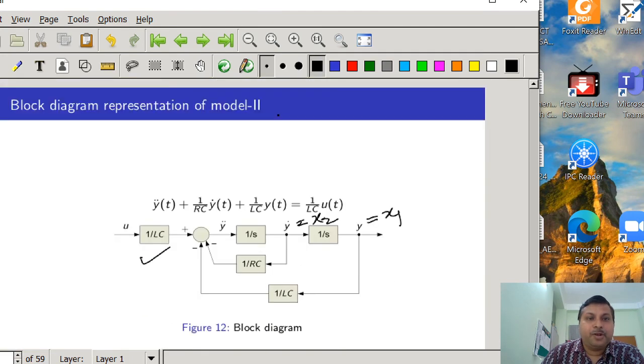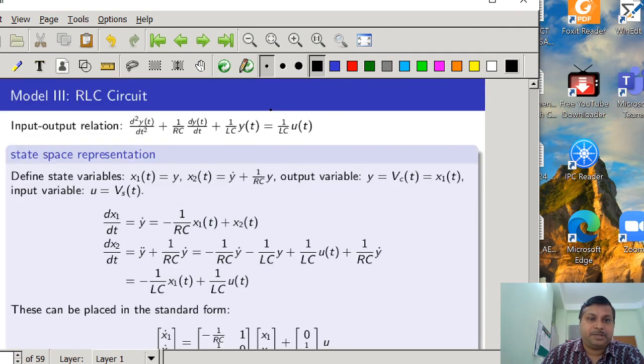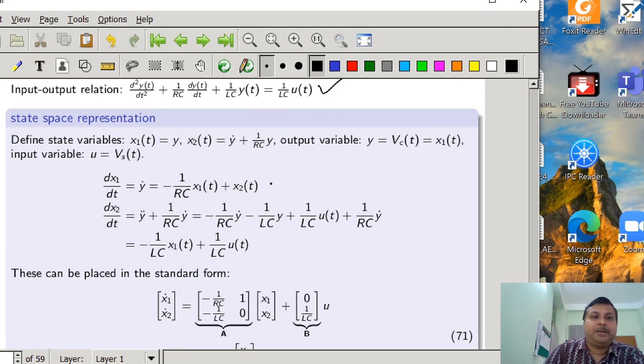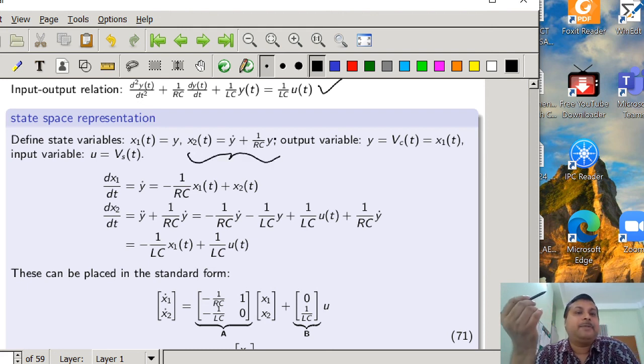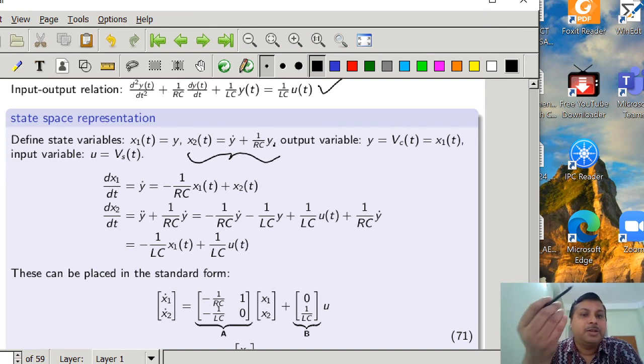Again we will move to the third representation of the system. Same differential equation, but now I will choose the state variables x1(t) equal to y and x2(t) equal to y dot plus 1/RC into y. So here you see the choice of state variables does not need to have a physical meaning. You see x2 does not have any physical meaning because y dot plus 1/RC into y is a combination of voltage and current that you are taking.